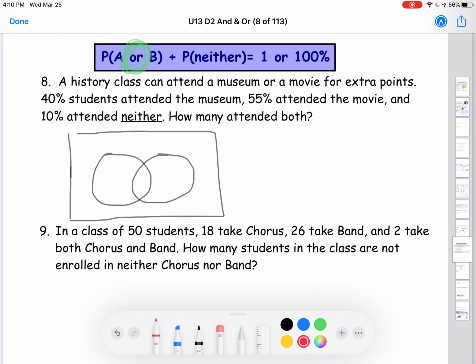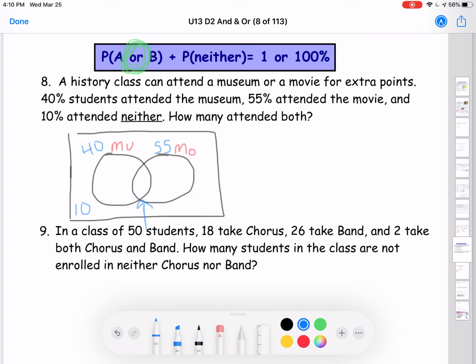Okay, so it says a history class can attend a museum or a movie for extra points. All right, so I'm going to let this circle be the museum, and I'm going to let this circle be the movies. Okay, so it says 40% attend the museum. So I'm just going to write 40, but this does represent a percentage. 55% attend the movie. And 10% attend neither. So how many attend both? So I want to know this inner circle number right here.